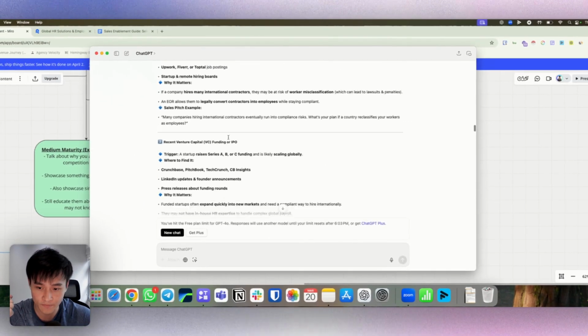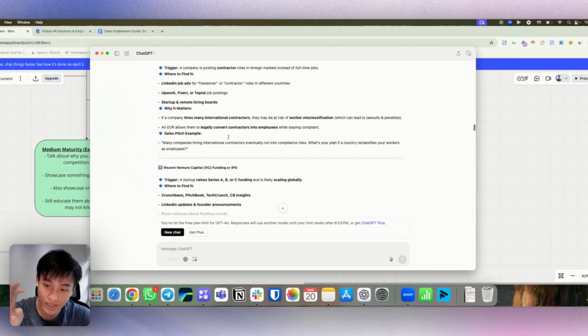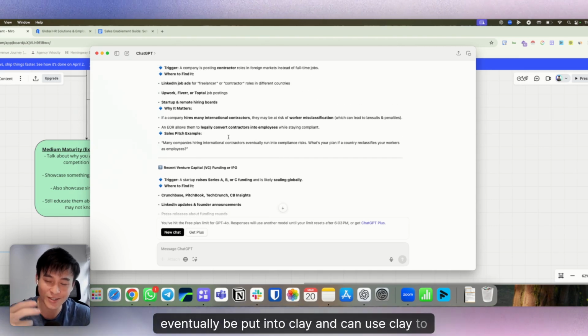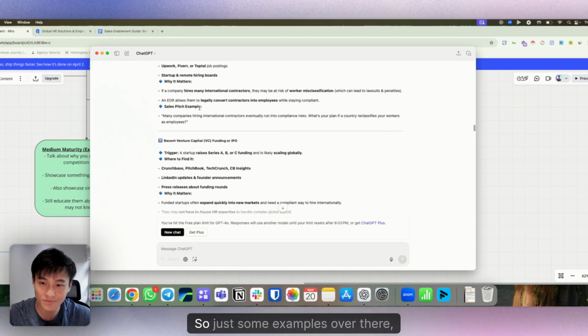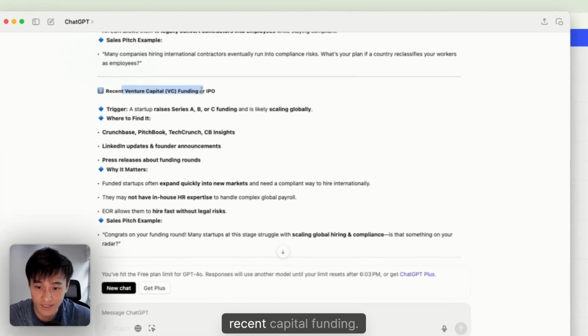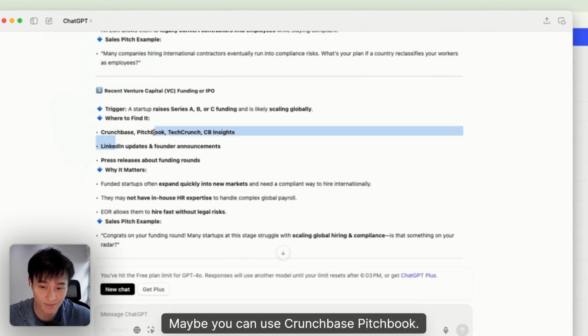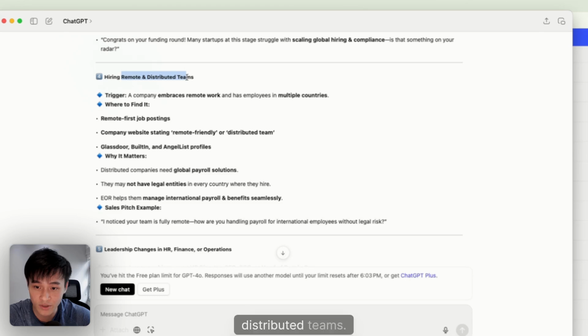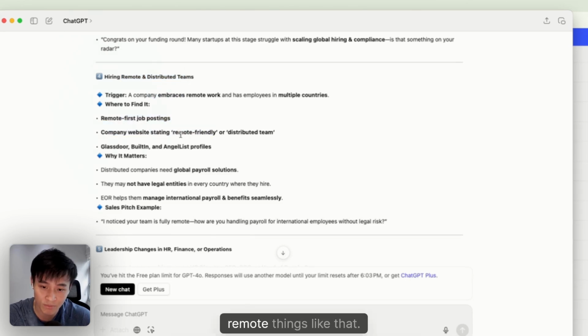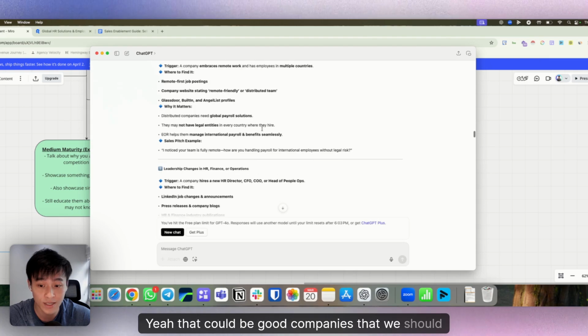So this is good. Now, as you can start to see, these triggers can eventually be put into Clay, and you can use Clay to only surface these accounts when those triggers are being seen. So just some examples over there. Recent capital funding, maybe you can use Crunchbase, PitchBook. Yeah, this is an example as well. We could use it as a database. And hiring remote or distributed teams. Yep, and we see, yeah, if the company website states remote, things like that, yeah, that could be good companies that we should go after as well.